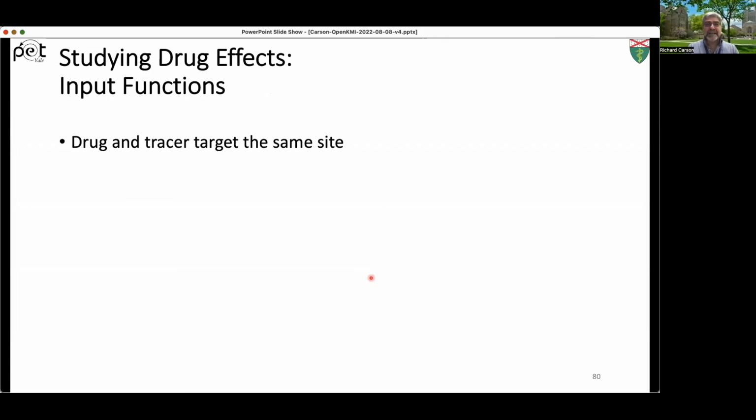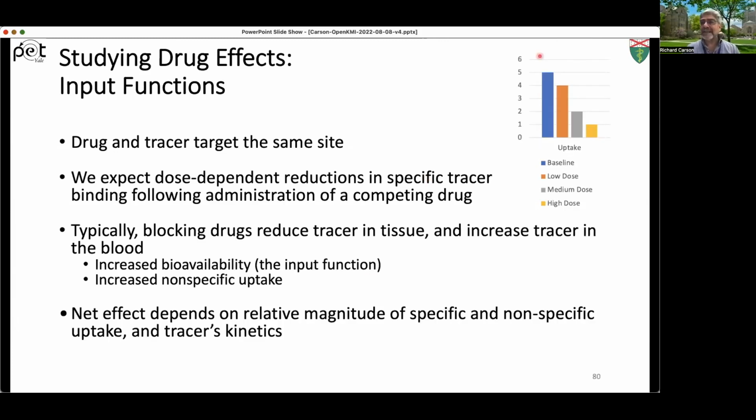So when we do these studies, what we'd like to do is get this nice dose response curve. And the trick is that when we block the drug, as we just saw with AFM, we increase that bioavailability. The non-specific uptake is higher, and we have to balance those two effects. So let me give a couple of examples, and I may skip through in the interest of time.